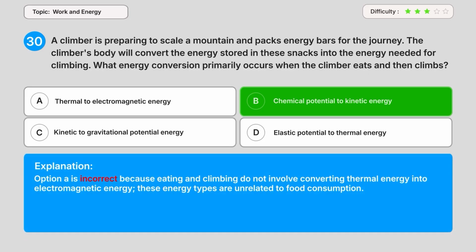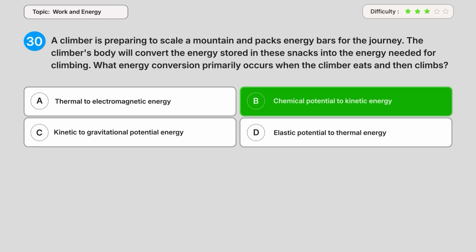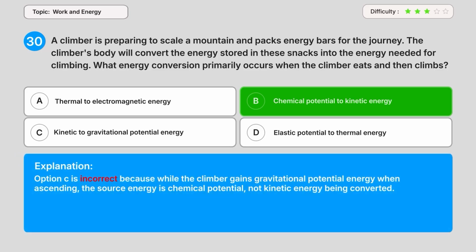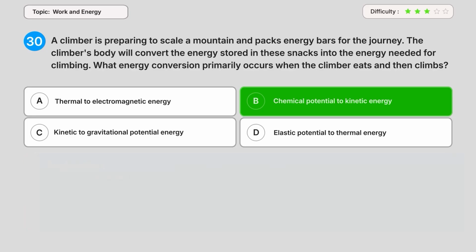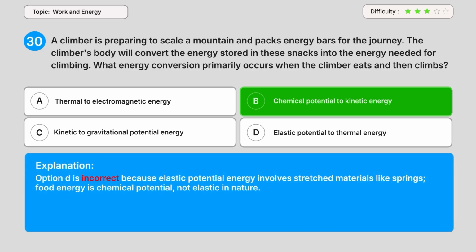Option A is incorrect because eating and climbing do not involve converting thermal energy into electromagnetic energy. These energy types are unrelated to food consumption. Option C is incorrect because while the climber gains gravitational potential energy when ascending, the source energy is chemical potential, not kinetic energy being converted. Option D is incorrect because elastic potential energy involves stretched materials like springs. Food energy is chemical potential, not elastic in nature.